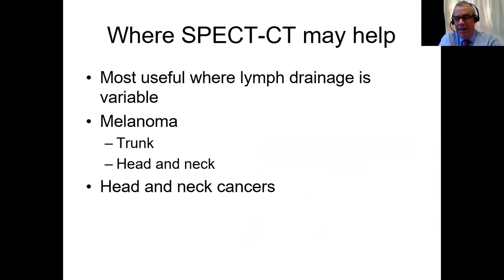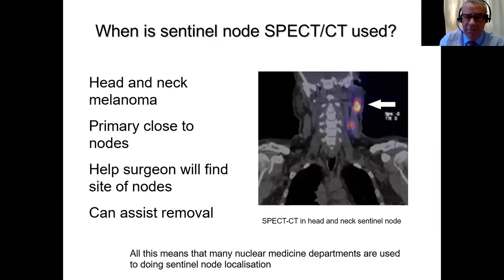How can SPECT-CT help in this situation? Well, to be honest, it's only really helpful where you have a variable drainage, which isn't really the breast, but it can be helpful in the trunk and in head and neck cancers, either primary melanomas or primary head and neck tumors. And I'll show you some examples.